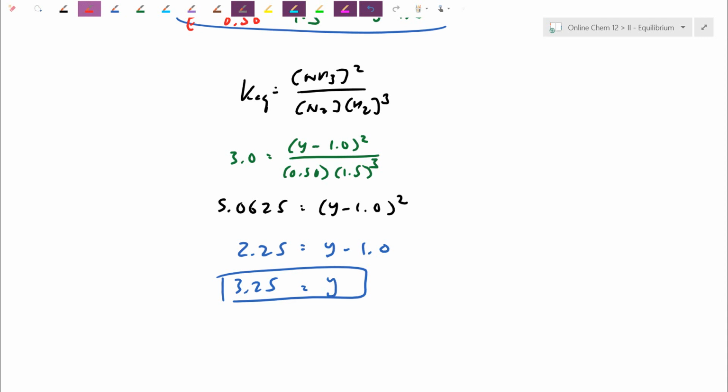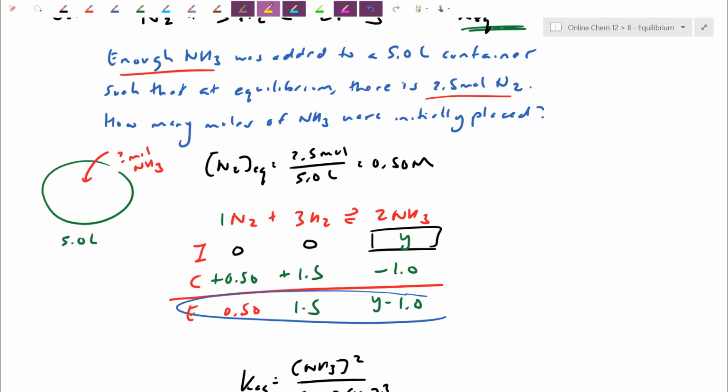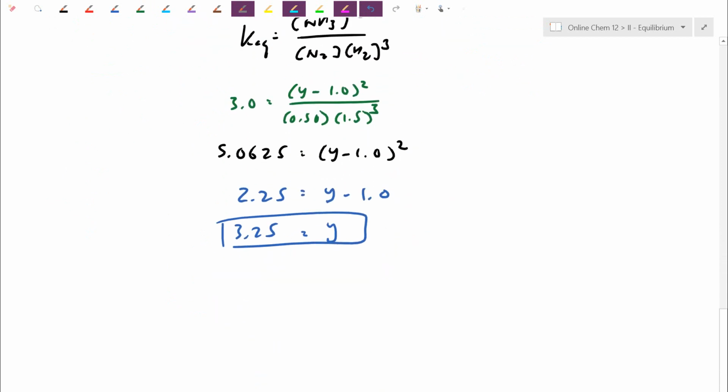Do yourself a favor and go back and reread the question. What were they actually after? They wanted you to calculate the initial amount of NH3 in moles. So we look at our ICE table again. The initial amount for NH3, oh, that was the y. Perfect. So they wanted you to find y. Only problem is, I know on the ICE table, y is just concentration. They actually want you to find moles. So again, we're not quite done yet.